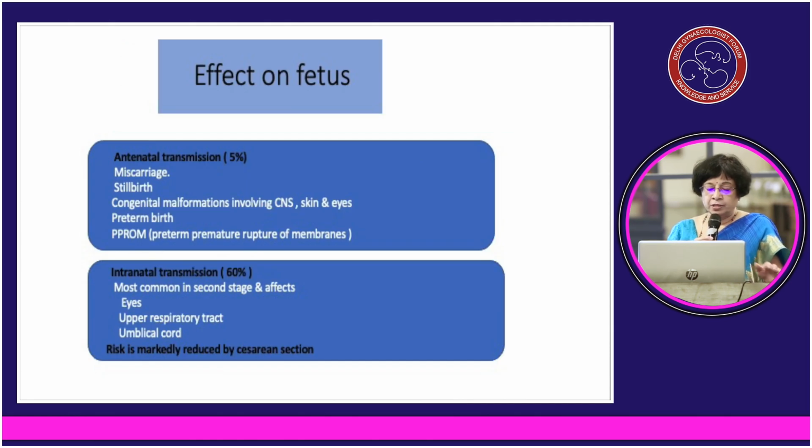So effects on the fetus could be miscarriage, stillbirth, congenital malformations, including CNS, skin and eyes, preterm birth, PPROM, and intranatal transmission, most common in the second stage and affects eyes, upper respiratory tract, and umbilical cord. Risk is markedly reduced by doing a cesarean section.